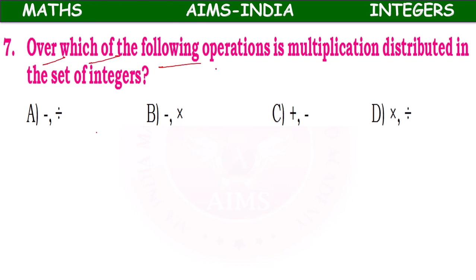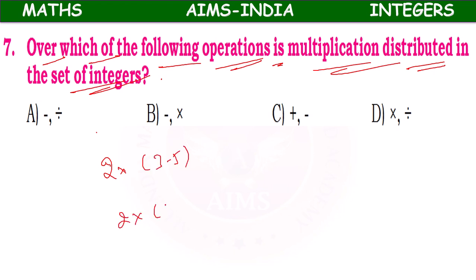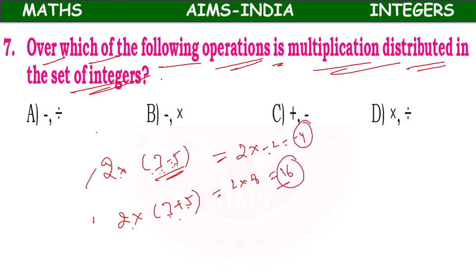Over which of the following operations is multiplication distributed in the set of integers? Means if we have 2 into (3 minus 5) or 2 into (3 plus 5). Here 2 into (3 minus 5), how much? According to the BODMAS rule, this is to be done first. 3 minus 5 is minus 2, times 2 is minus 4. 2 into (3 plus 5), how much? 8, times 2 equals 16. These two values we got.